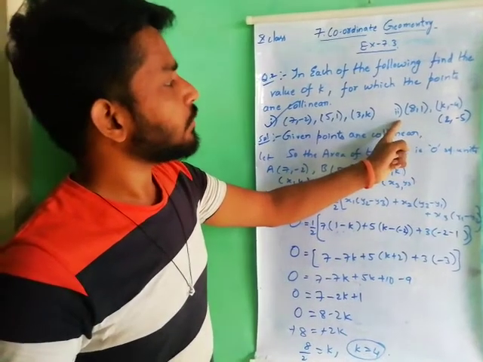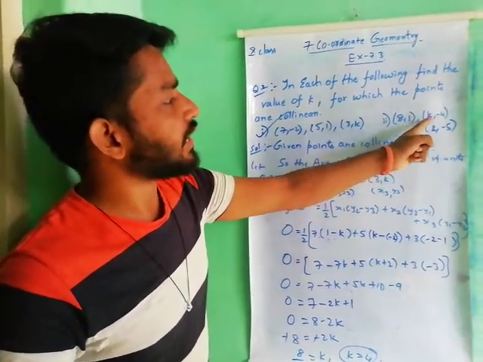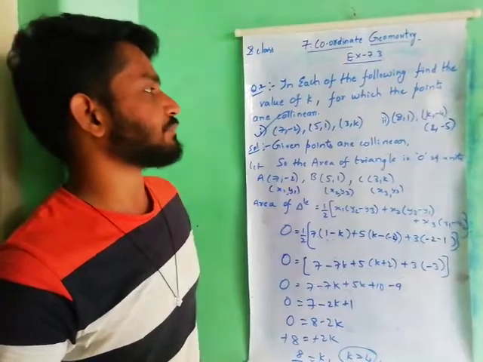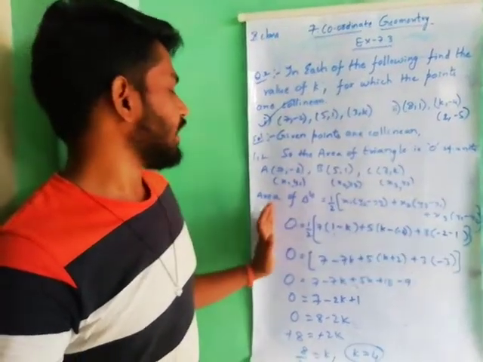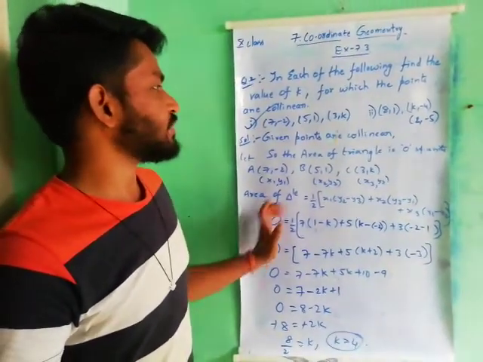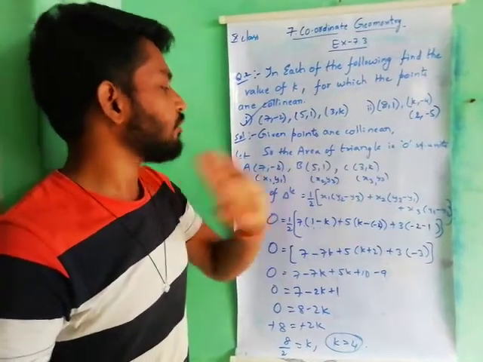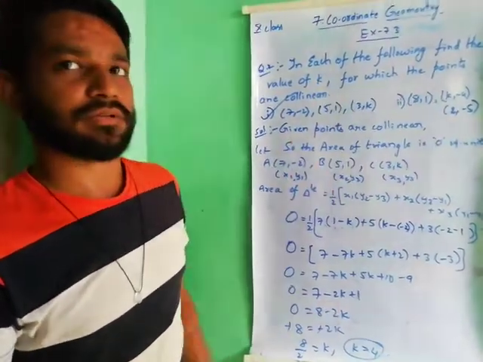The second question: 8 comma 1, k comma minus 4, 2 comma minus 5. Here also the same model. Area of the triangle means it must be 0. Substitute these 3 points in the formula, then you get the k value. Understand?